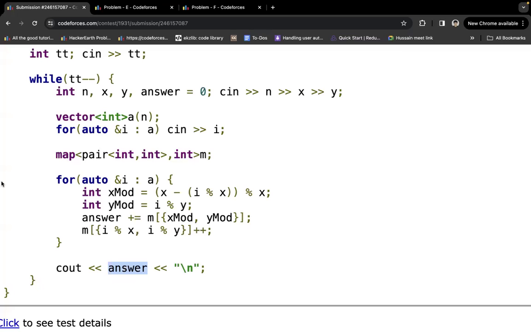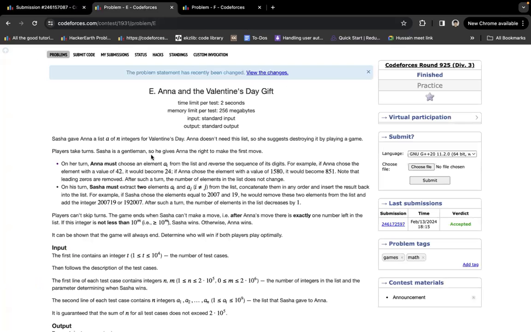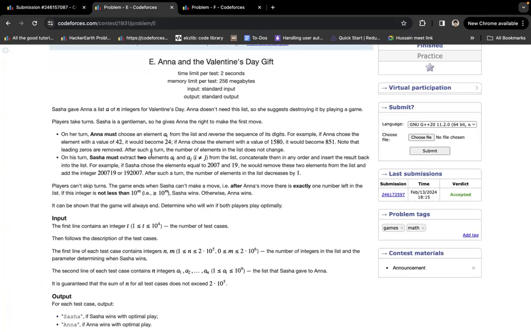So we have covered problems A, B, C, D. Now let's move on to problem E. Wow, Anna and Valentine's Day gift, and this reminds me that tomorrow is Valentine's Day. So happy Valentine's Day, guys.